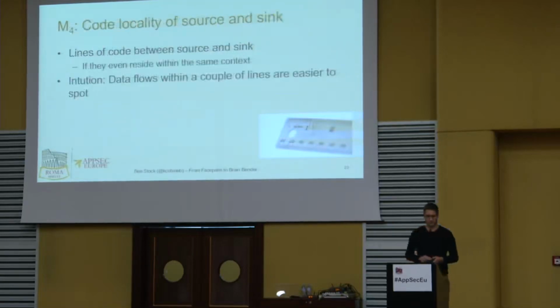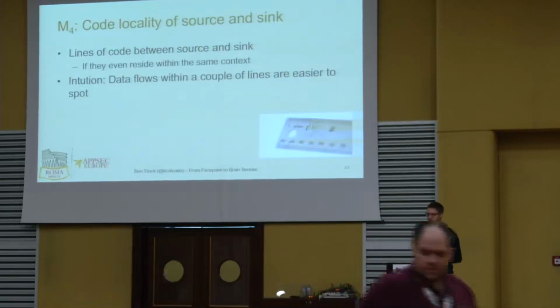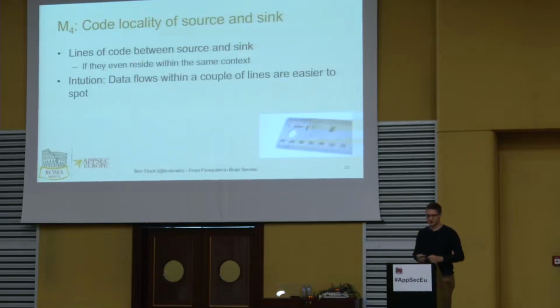Fourth one, this is also pretty obvious, I would say, code locality between source and sink. If the source and sink operation are within 10 lines, you can probably see it on your screen, and it's hopefully easier to understand what might be going on. But this only makes sense, obviously, for those data flows where both the sink and the source operation are within the same file. Right? If you have different contexts, then you can't measure the lines of code or the code locality between them.